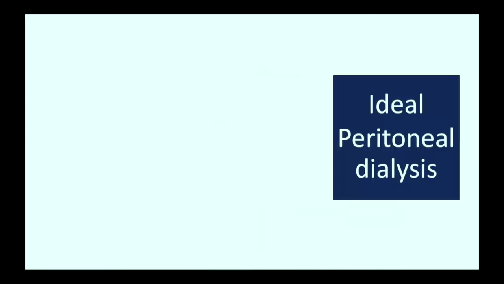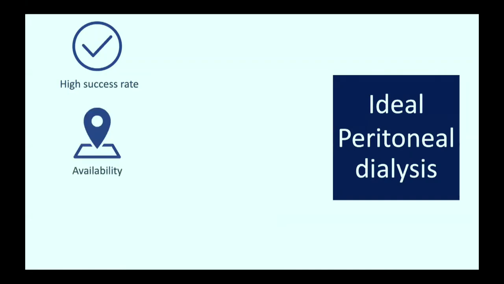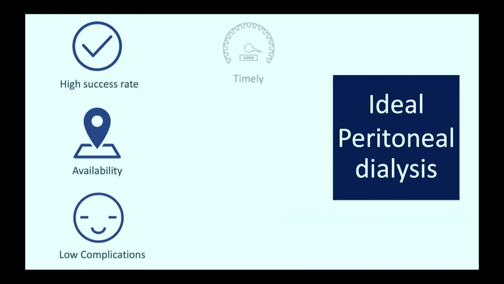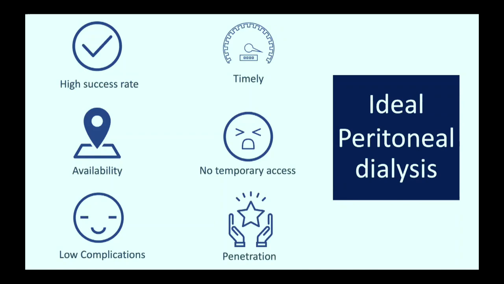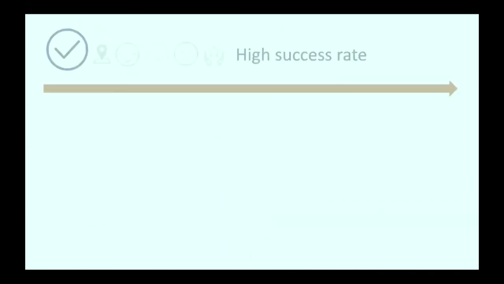Fortunately, we found a way to solve the problem. In my opinion, ideal peritoneal dialysis access may have the following components. At the beginning, a high success rate, available everywhere, like admission, outpatient, or critical care unit. It must have low complications, and it could timely relieve the patient's symptoms. Maybe there is no need for temporary access, and it could augment PD penetration.